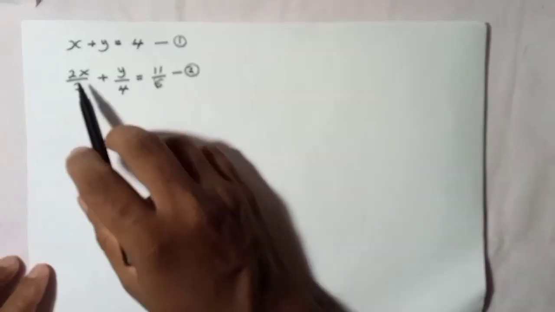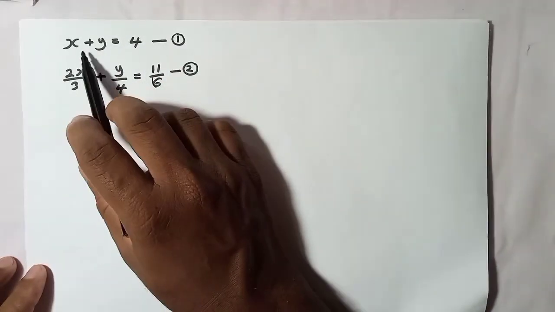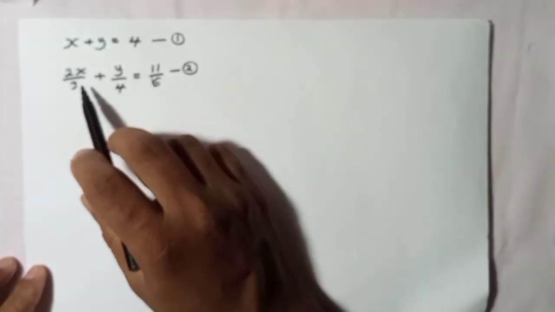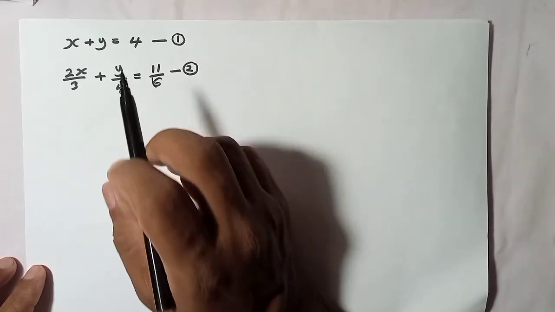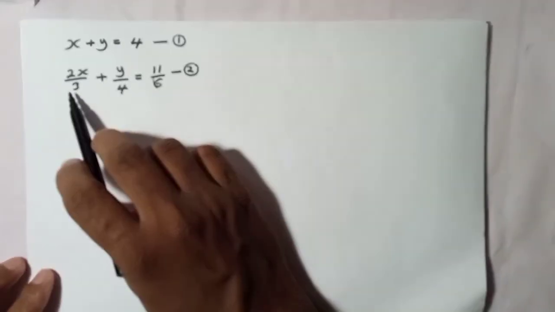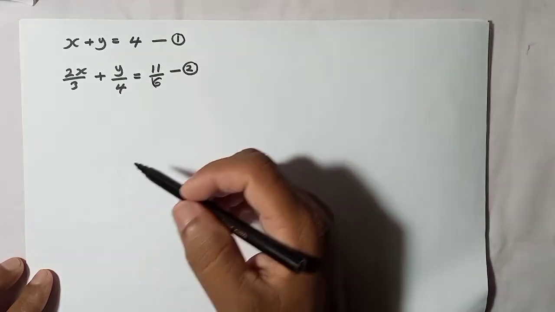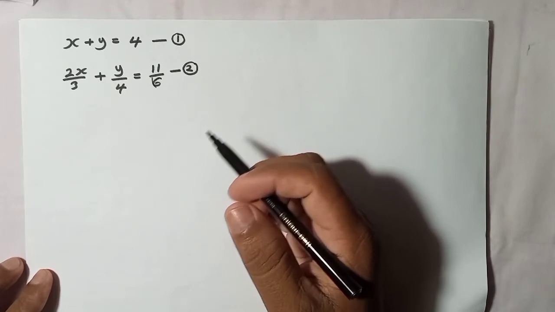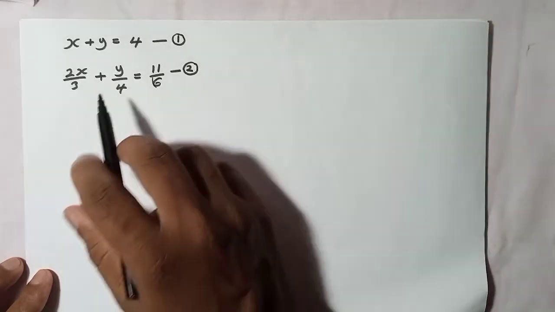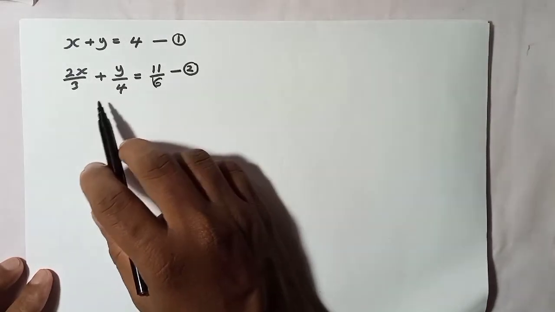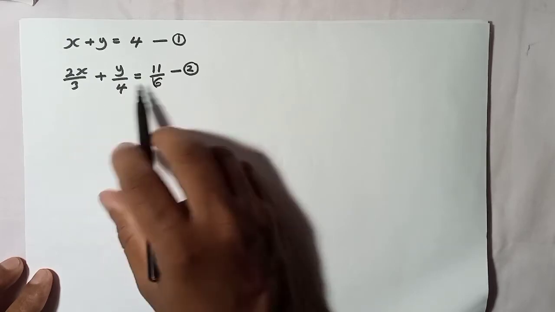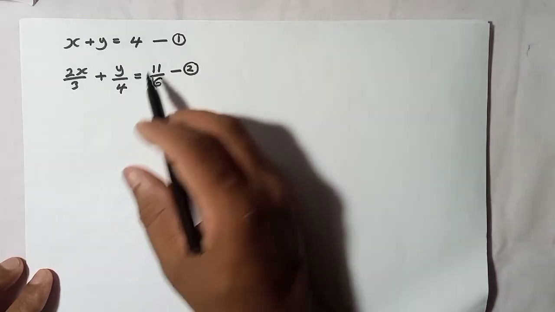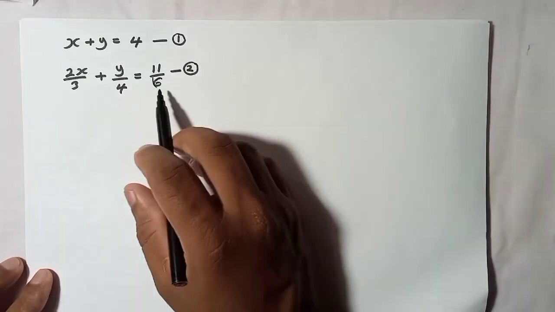Now here you can see the first equation is a normal equation, but the second includes fractions. So when you have this, what can we do? Actually, this type of situation we can solve using three methods, but I will show you a quick method. You have to remove these denominators, keeping the same equation.